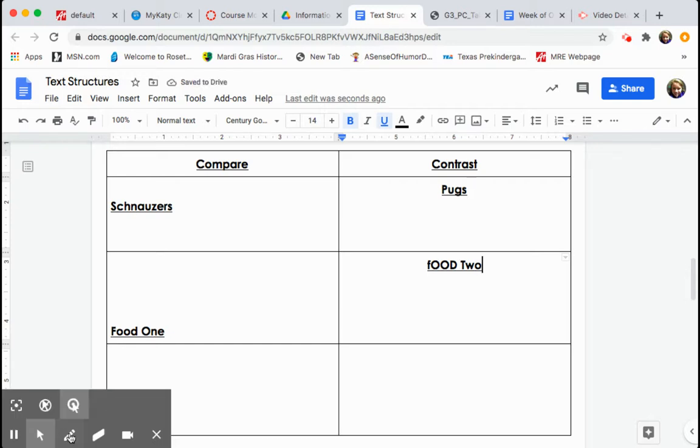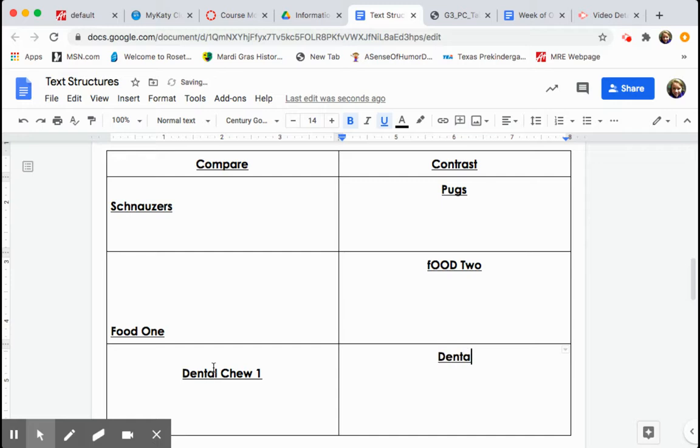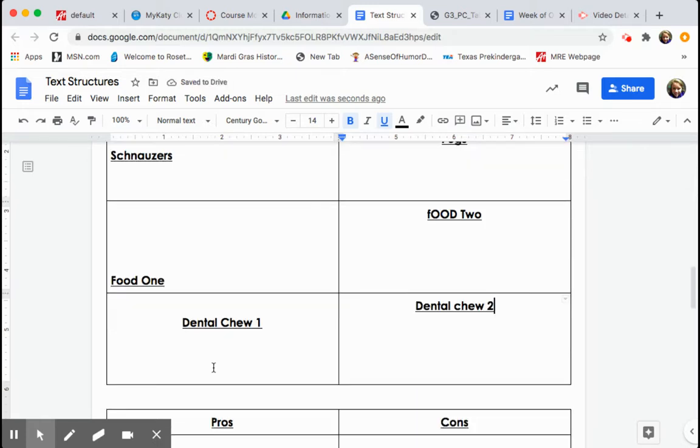I can go back to those dental chews and compare dental chew one and dental chew two, and obviously I'm going to name these as I'm typing, but just getting these ideas out of my head, I could write down really quick what I'm thinking.